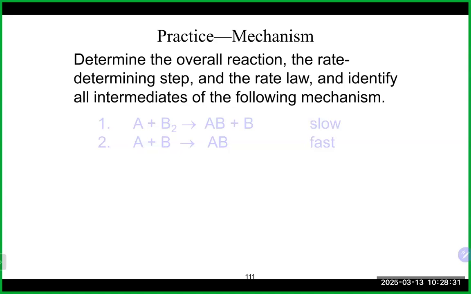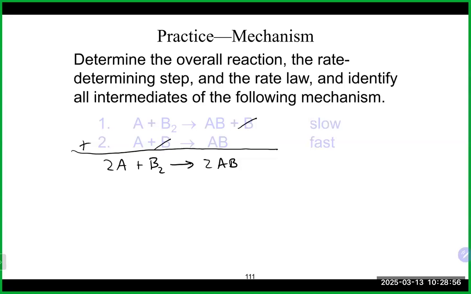So in this case, we could obviously come up with the overall reaction like we've been doing by simply adding them together. In this case, it does look like B there will cancel. And I think that's actually everything that will cancel. And that will give us basically 2A on the left plus B2 and 2AB there as our overall reaction in this case.